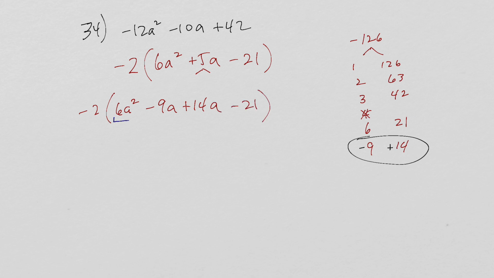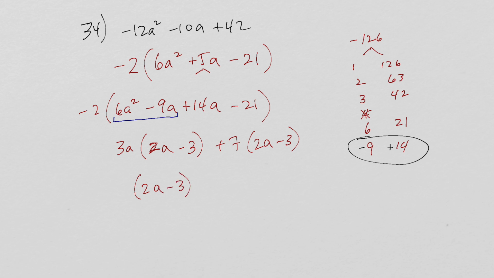I'll break up these first two. I'll factor it by taking out a 3a, and that leaves 2a minus 3. So I'll leave a big space, and I'll put 2a minus 3 down again. Then I've got to put a positive 7 here so that when I distribute, I get back to those. So this is going to be 2a minus 3 times 3a plus 7, and don't forget about that negative 2.